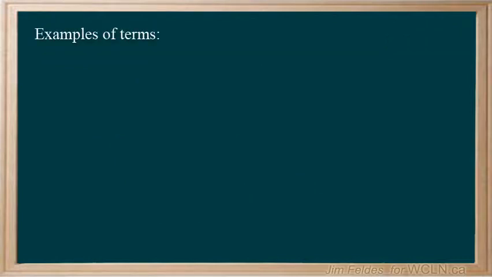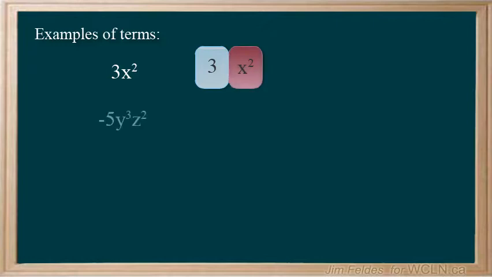Let's look at some examples of terms to help us understand them better. For the first one, the number part, or coefficient, is 3, and the variable part is the x squared. This is a pretty standard example. In the next example, the -5 is the coefficient, and the y cubed z squared are the variables. We can, of course, have more than one variable in a term.